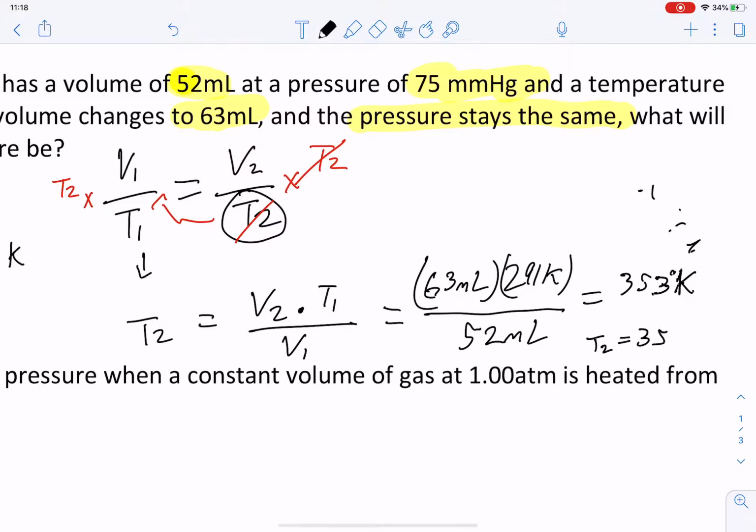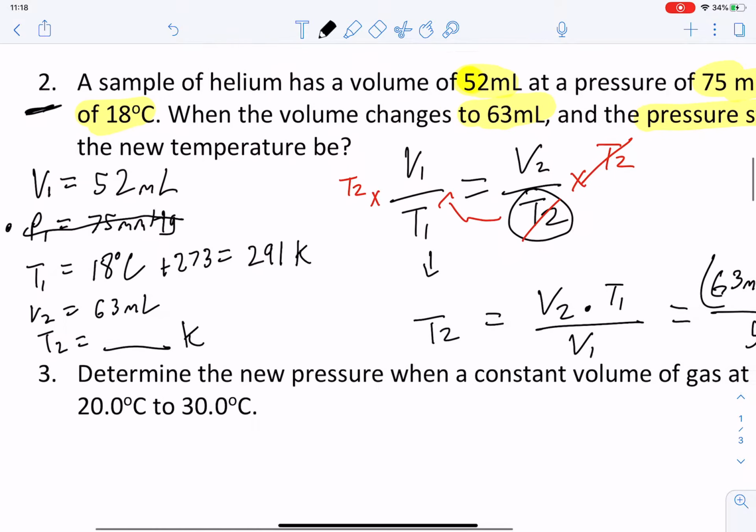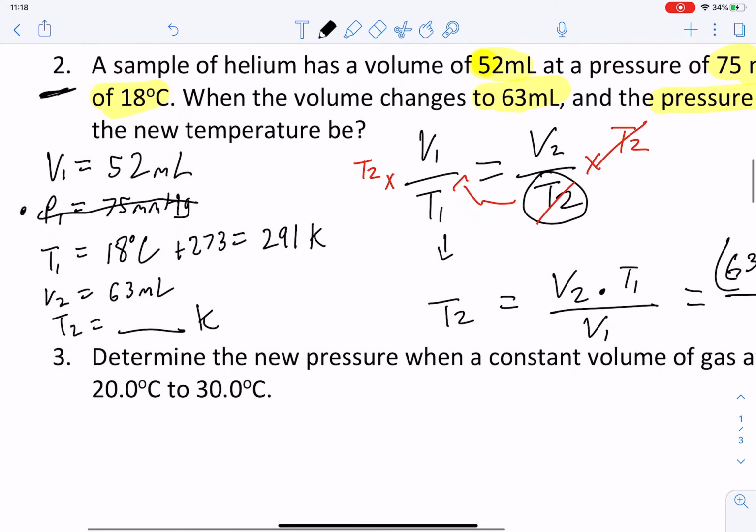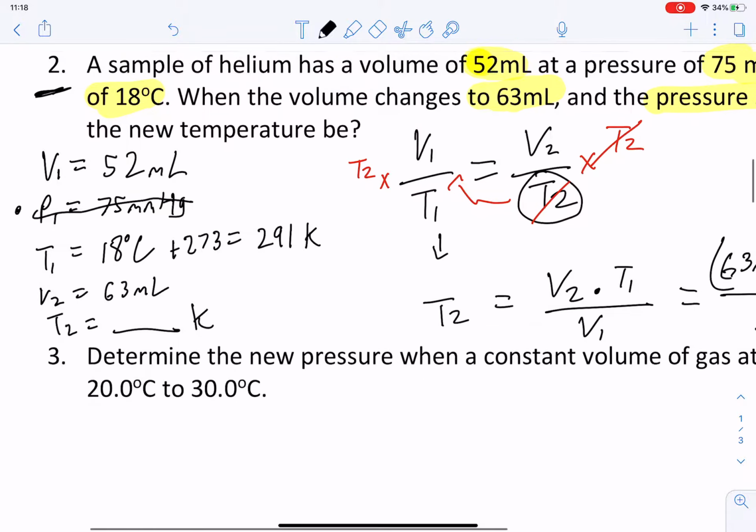And that makes sense, right? Because our volume went up, we know our temperature is going to go up. Volume and temperature are directly related.